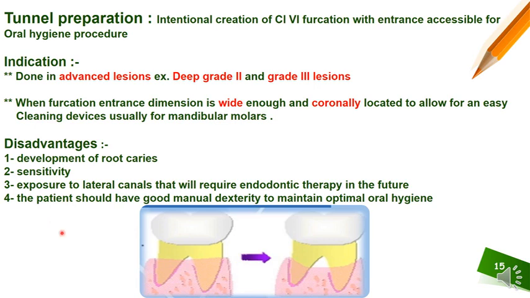Another procedure is the tunnel preparation, which means we're purposely making class 4 furcation from the deep class 2 and 3 and make the furcation area accessible for oral hygiene procedure. The disadvantage of this type of procedure is sensitivity, development of root caries, exposure to lateral canals that will require endodontic therapy in the future.